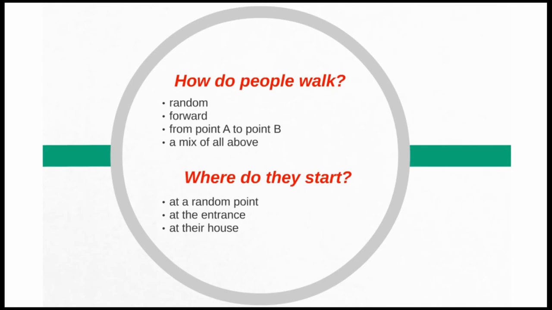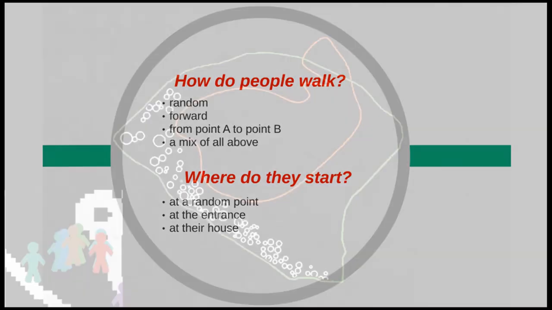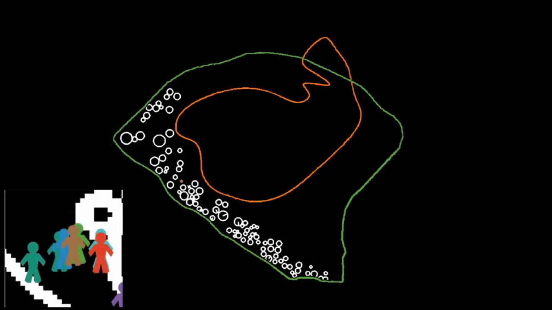So you have to decide how it would look if people walked at random, or if they would mostly walk forward and not back on themselves. What if they had a targeted walk, so they were more interested in walking from point A to point B? Or what happens if you have a mix of the above? And where do they start their walk? Do they start at a random point, at the entrance of the village, at their house? So you already see that a lot of scenarios can be constructed out of it. So let's have a look at some preliminary results.